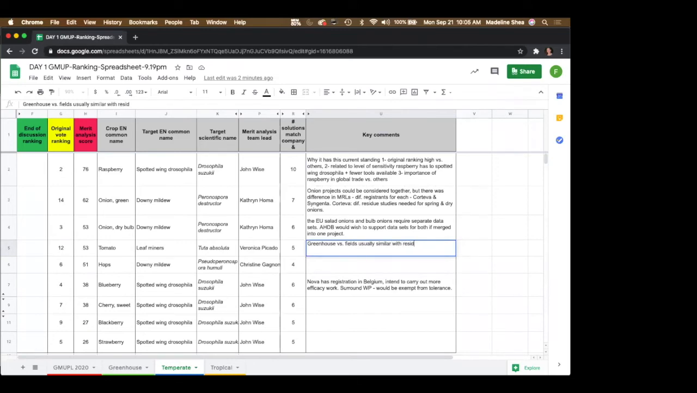So from that perspective, in my view, those two projects from greenhouse and field on tomato to control leaf miners could be eventually merged into one, because, as I said, the data will probably be used as one package, both for national and international submissions.